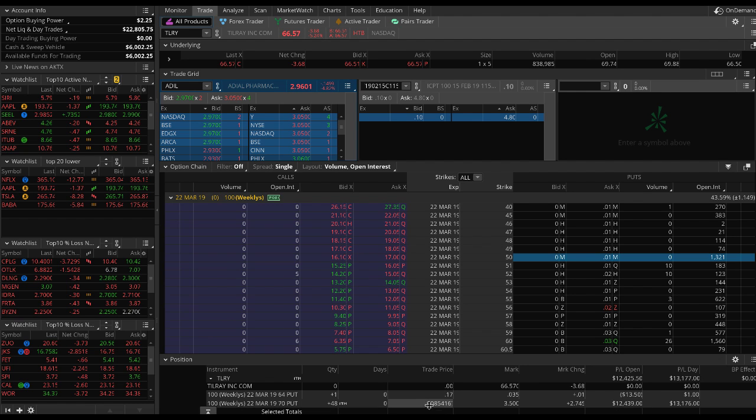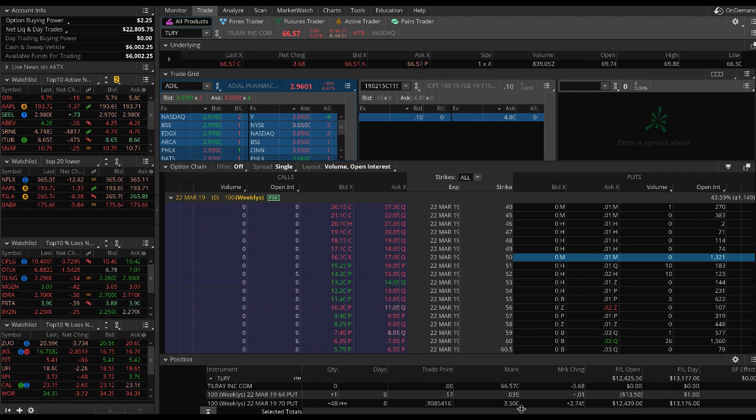Now, these 48 contracts are in the money. Our cost basis was 90 cents. Currently, these contracts are valued at $3.50.